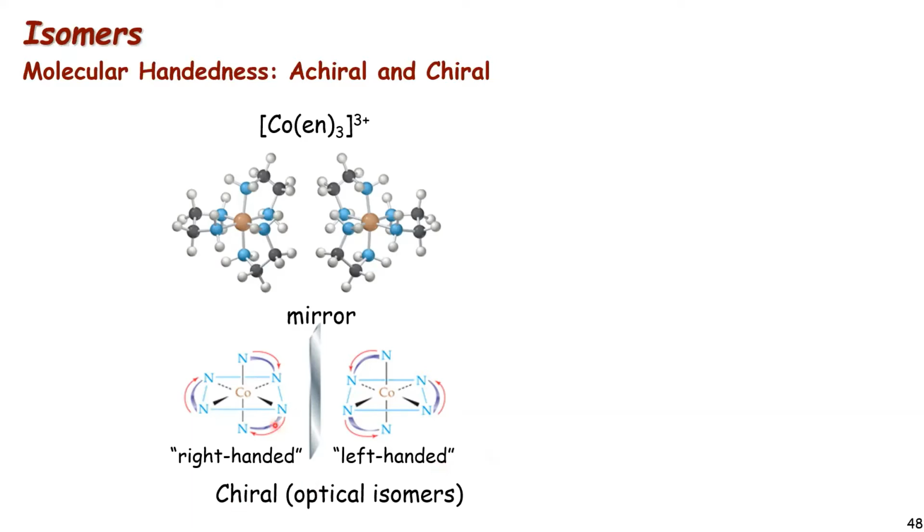Okay, and like I said, they do not have any symmetry. There's no way to cut them in half and have mirror images of one half to the other. So these are going to be chiral compounds.